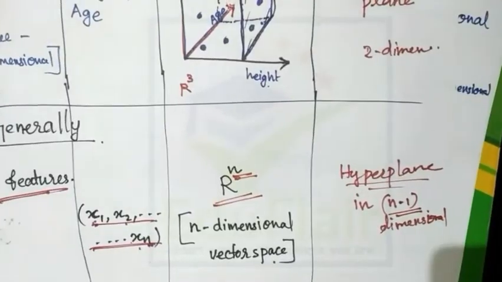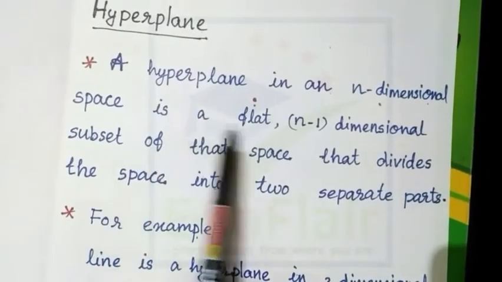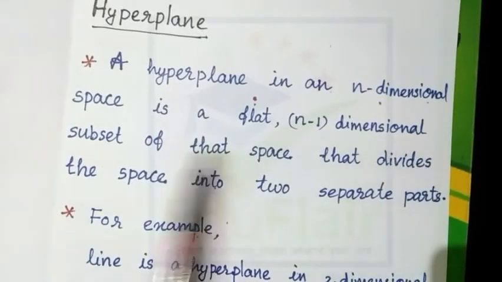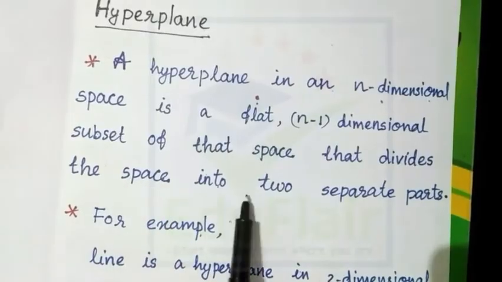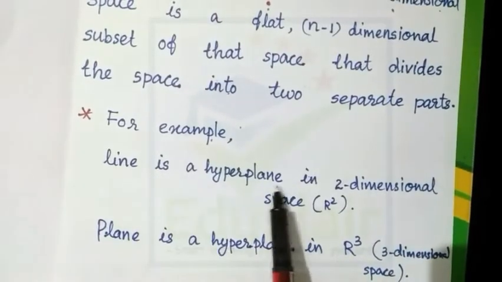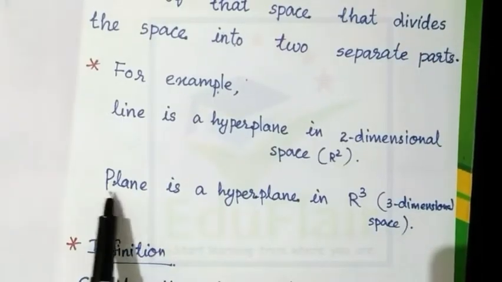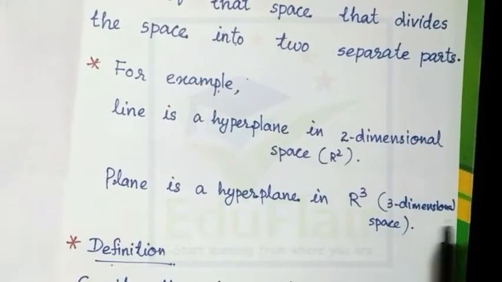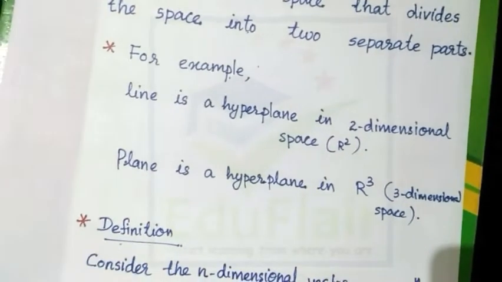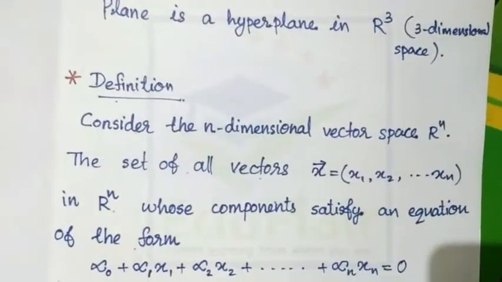Okay, so let's go to the definition. A hyperplane in an n-dimensional space is a flat n-1 dimensional subset of that space that divides the space into two separate parts. For example, line is a hyperplane in two-dimensional space r square. Also, plane is a hyperplane in r raised to 3, that is three-dimensional space. Okay, so now let's go to the formal definition of hyperplane.